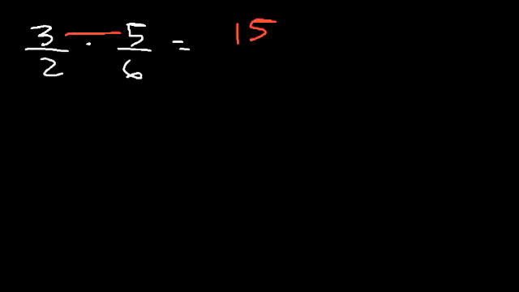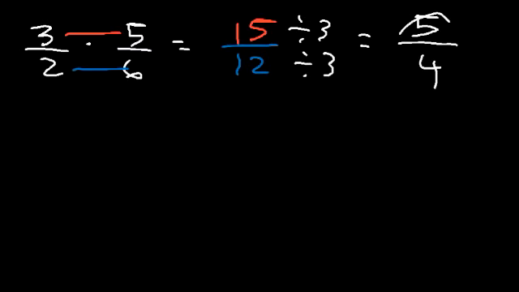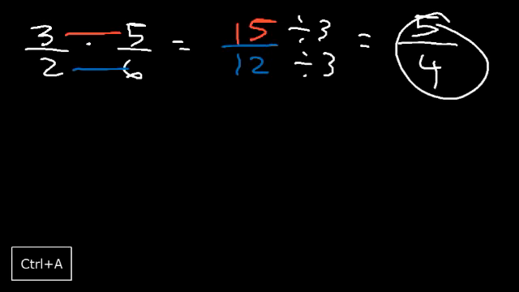Now, what if we wish to multiply two fractions? If you want to multiply two fractions, you multiply across. 3 times 5 is 15, and 2 times 6 is 12. And now we can reduce it. Let's divide top and bottom by 3. 15 divided by 3 is 5, 12 divided by 3 is 4. So the answer is 5/4. So when you're multiplying fractions, you can multiply across.